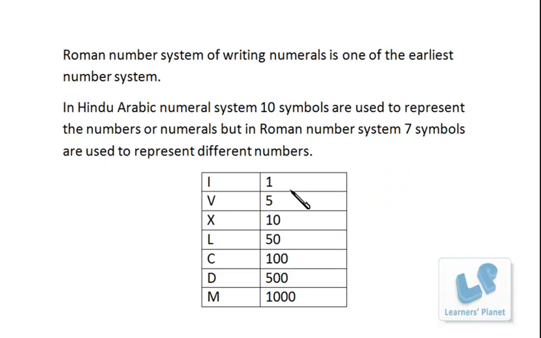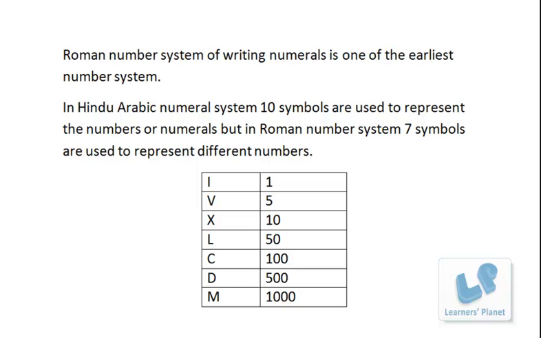Kids, I have shown the 7 symbols over here, that is I, V, X, L, C, D and M. I means 1, that is I in Roman numerals and 1 in the Hindu-Arabic numeral system. V represents 5, X represents 10, L represents 50, C represents 100, D represents 500 and M represents 1000.